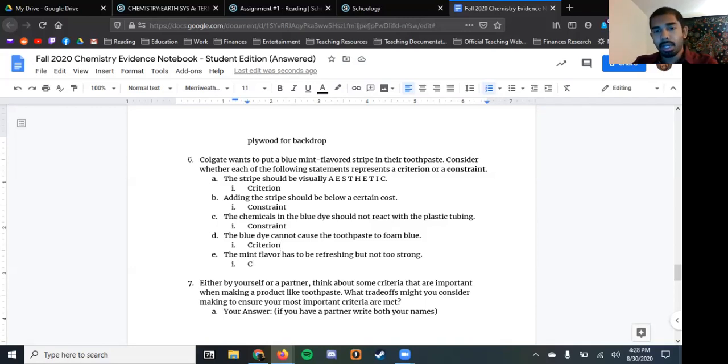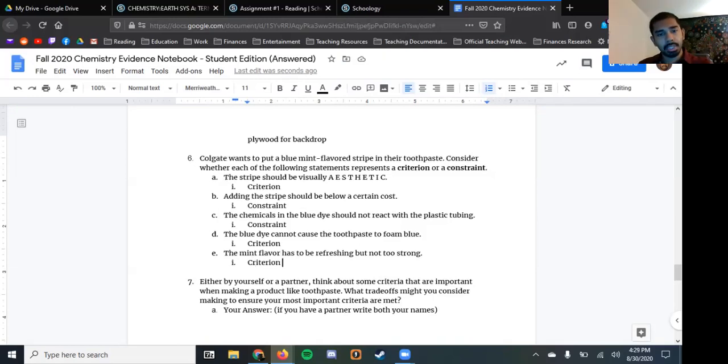And finally, the mint flavor has to be refreshing, but not too strong. This is essentially a criterion because refreshing is a very subjective term, right? It changes based on the person. Too strong also changes based on the person. So it's definitely a preference for a given value of person. Now we have set up our answer for number 6, and we're ready to get to number 7.